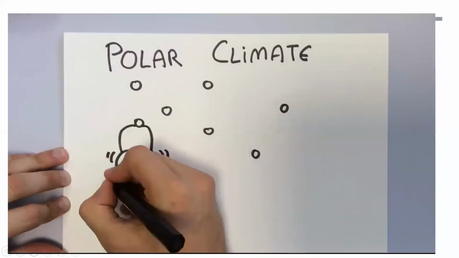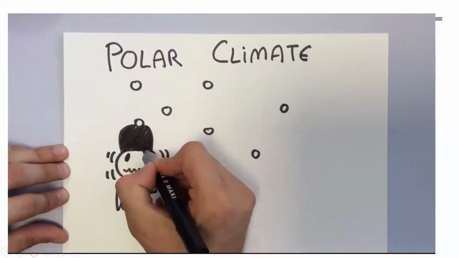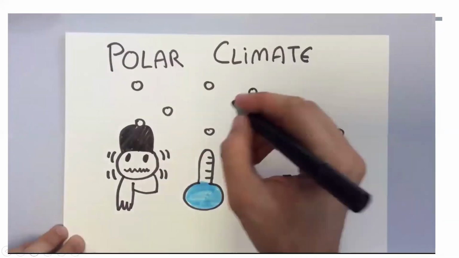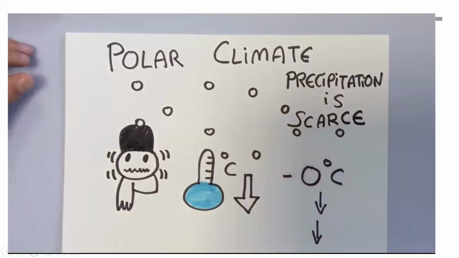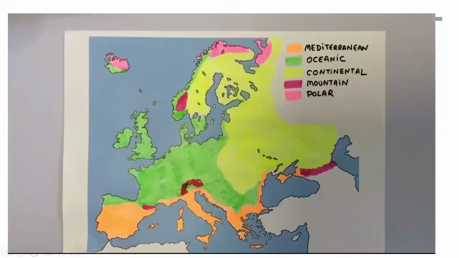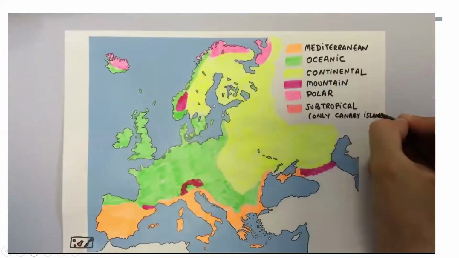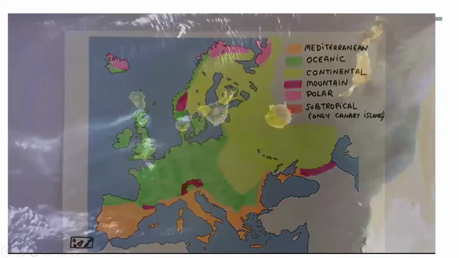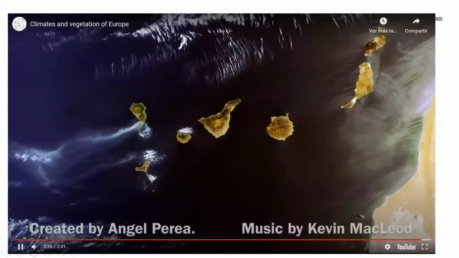So polar is like in Spain, they know that in polar climate it must be very, very cold. It snows a lot. The temperatures are normally below zero. It doesn't rain much, but it snows very much and very often. And then we've got subtropical climate, which is the Canary Islands only. And they don't tell us anything about it.